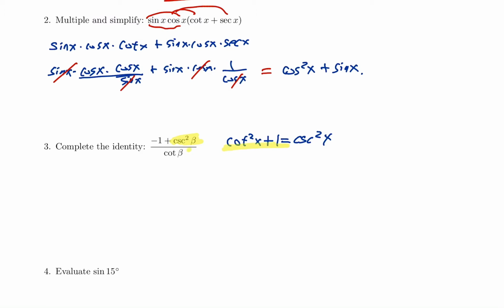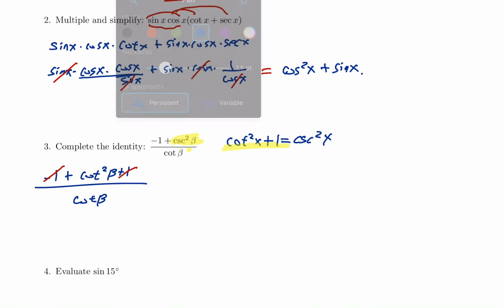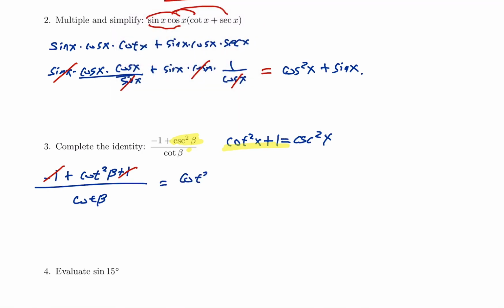And again, this b looking thing is called beta. It's just another variable name, so we can treat that just like an x. So cosecant square beta, we can write as cotangent square beta plus 1, over cotangent beta. Then we'll see that the negative 1 and positive 1 cancel out. Then we have cotangent square beta over cotangent beta, and this we just have cotangent beta. So we're able to simplify this expression to this right here.